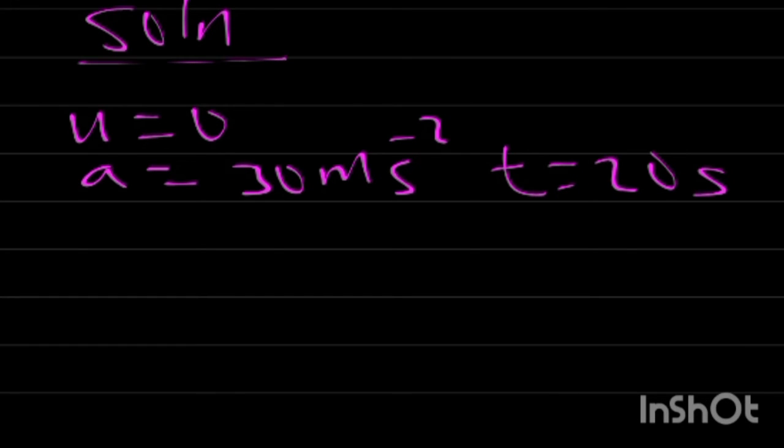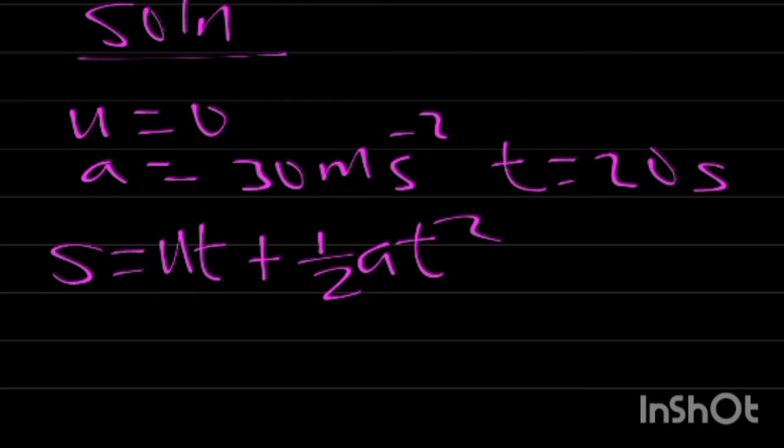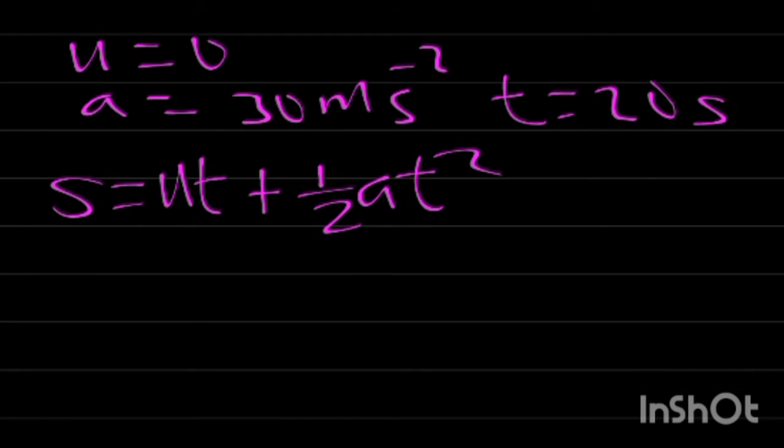Okay, now you have this. Which of the equations are you going to use? The only equation we can use there is s is equal to ut plus half at squared. That is the only equation we can use here, and we are calculating distance. s is equal to our initial velocity 0, 0 times t remains 0, plus half.